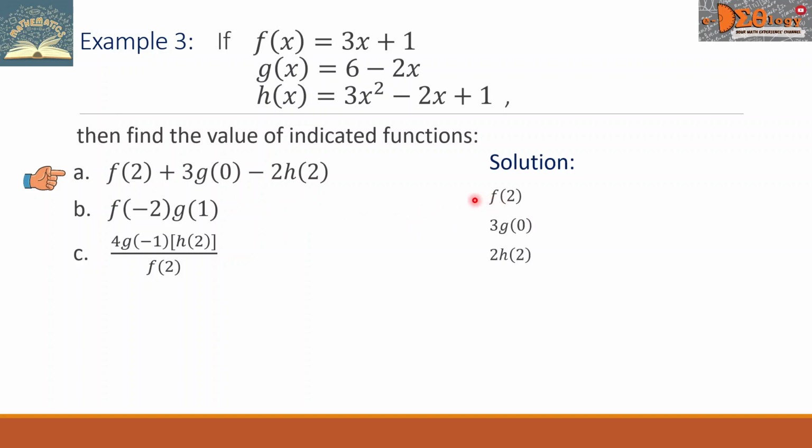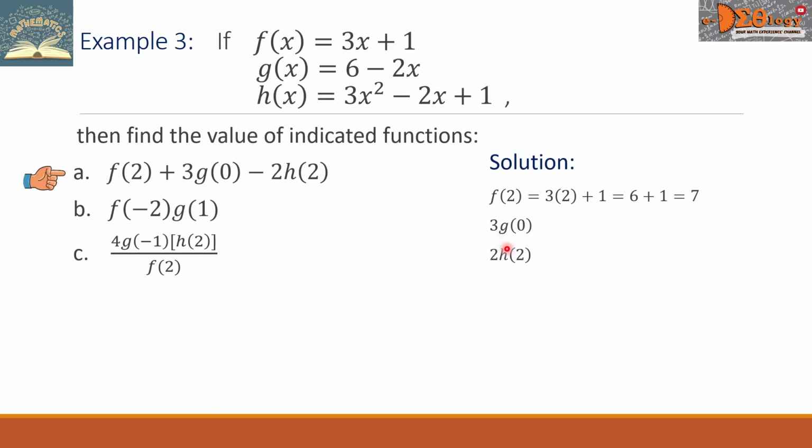So we have f of 2, 3 times g of 0 and 2 times h of 2. Let's begin with f of 2. Our f of x is here 3x plus 1. So f of 2 equals 3 times 2 plus 1. 3 times 2 is 6 plus 1 equals 7.